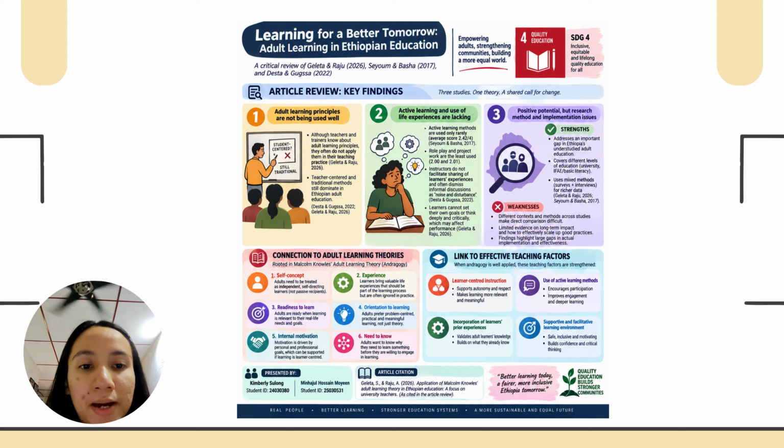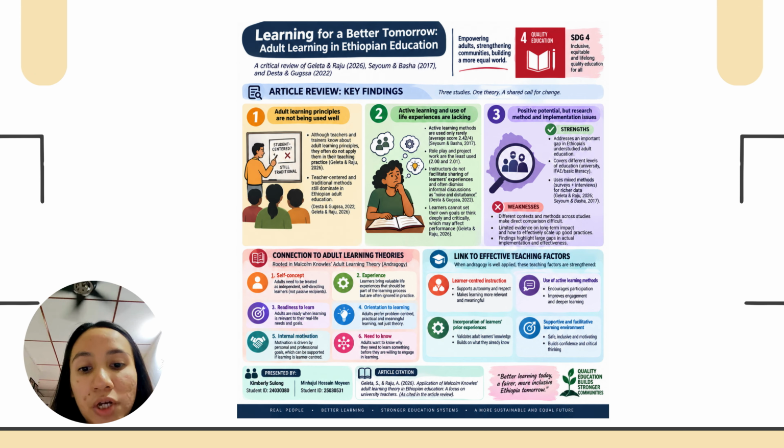So let's start by looking at the research foundation shown in our infographic poster. The primary study we are evaluating is Galeta and Raju 2026, which investigates how university teachers in Utopia apply adult learning principles in their teaching practices. These authors use a mixed method design, surveying 63 university teachers and conducting in-depth interviews.